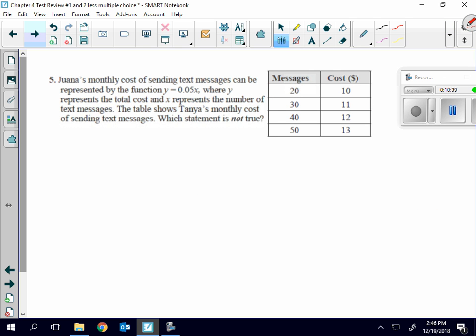Let's see, we've got a monthly cost of sending text messages that can be represented by the function y equals 0.05x, where y represents the total cost and x represents the number of text messages. The table shows Tanya's monthly cost of sending text messages. So we have Juana and we have Tanya. So let's label this here. Her text messages are represented by this, right? And Tanya's monthly cost is in the table. So I'm going to label this Tanya, and we're comparing.